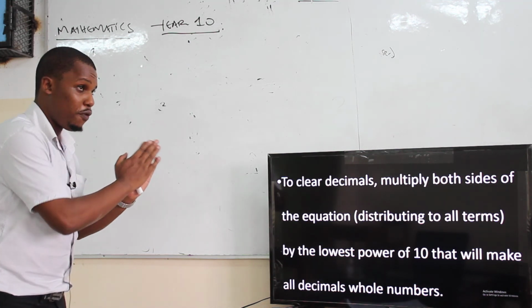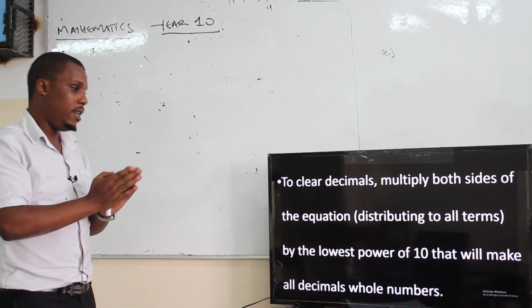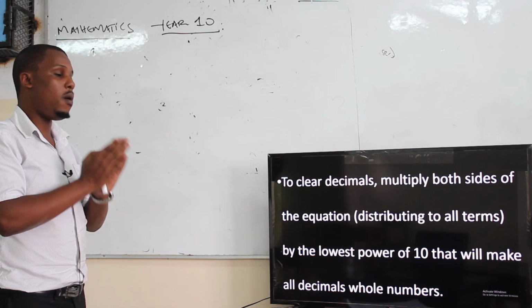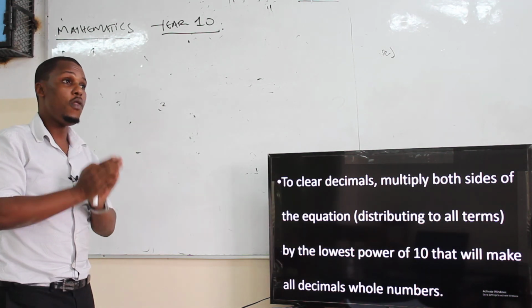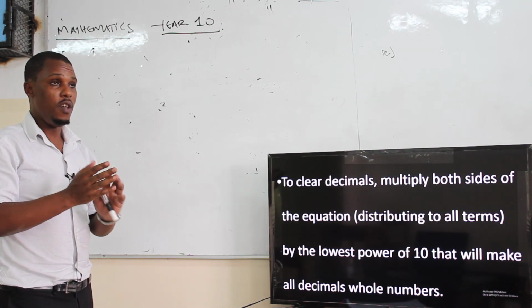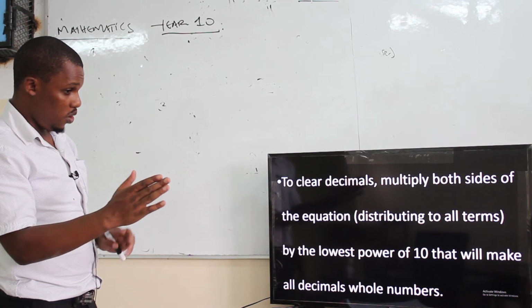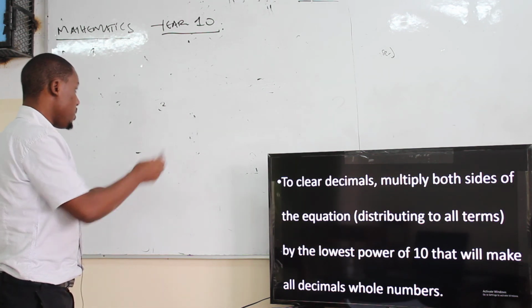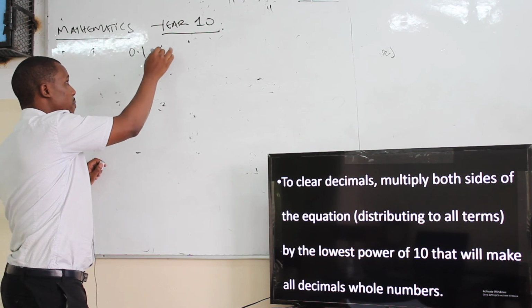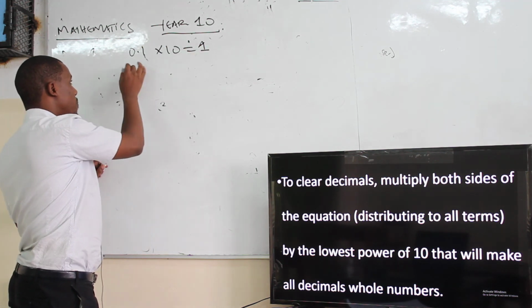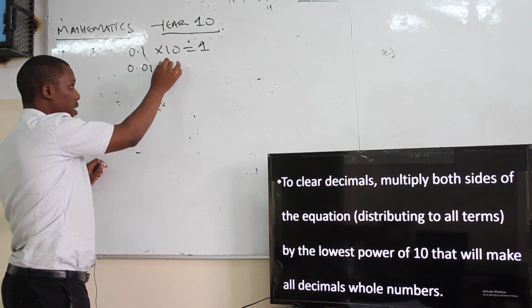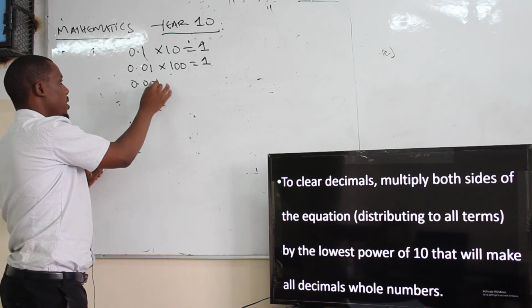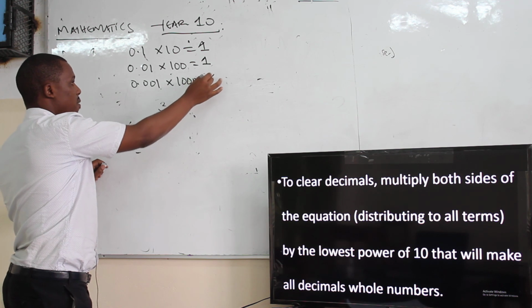If it is not a fraction but a decimal, multiply both sides of the equation, distributing to all the terms, by the lowest power of 10 that is going to make all the decimals whole numbers. If you have 0.1, you can multiply by 10 to make it 1. With 0.01, you cannot use 10, you have to use 100. Then with 0.001, you have to multiply by 1,000.